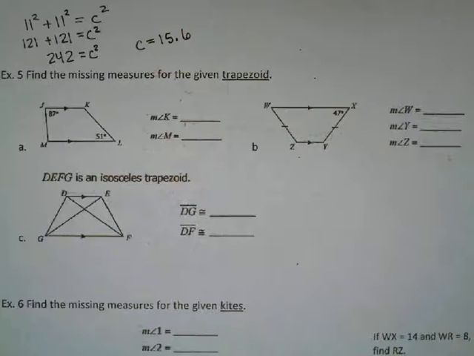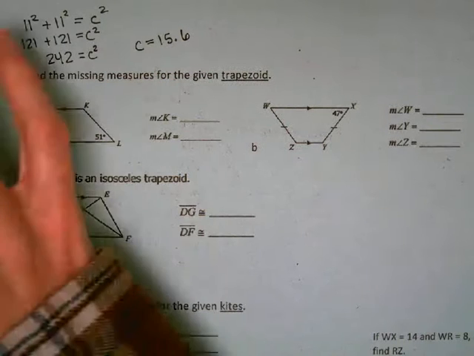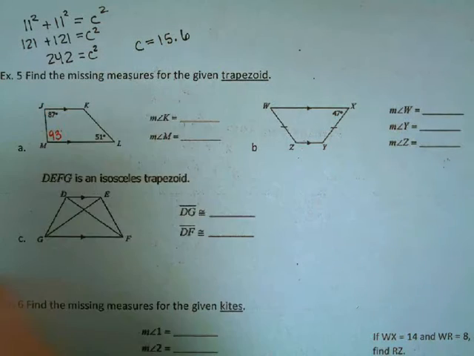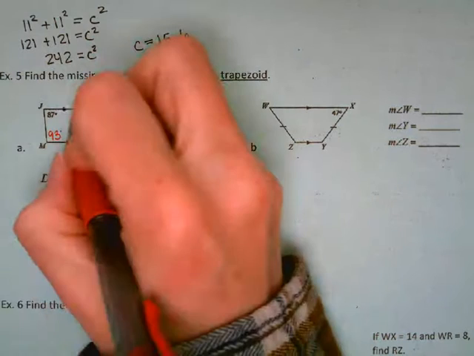Alright, we're going to do trapezoids next. Trapezoids have one set of parallel sides, so we know consecutive angles are supplementary. So if you take 180 minus 87, that gives this one as 93. 180 minus 51, this angle would be 129.